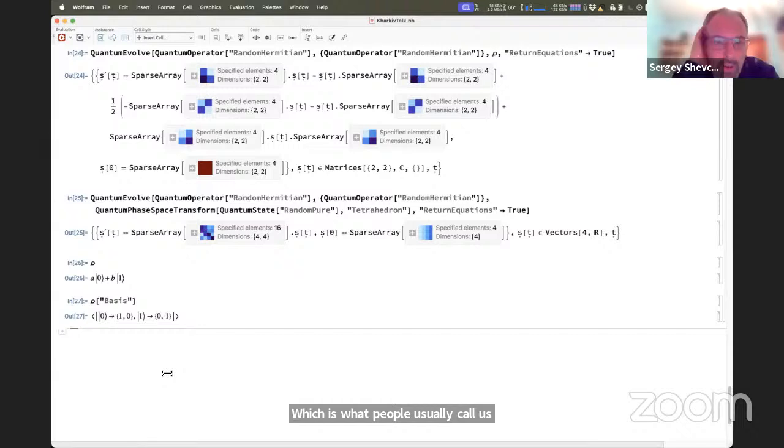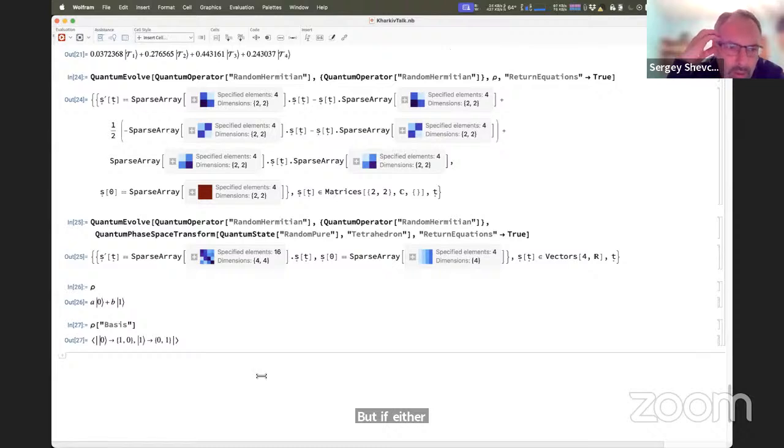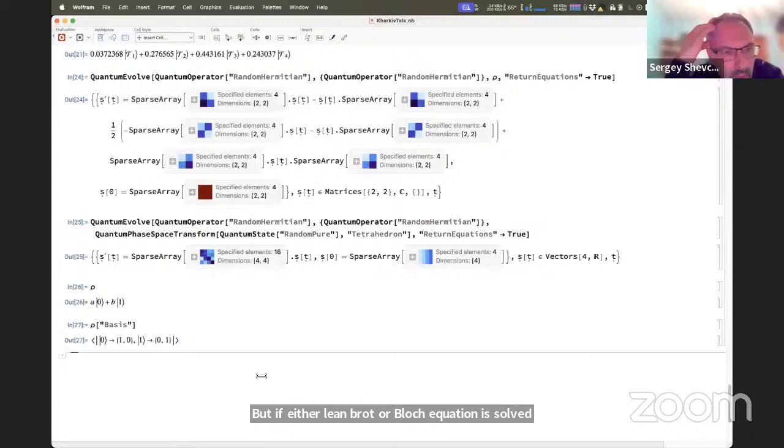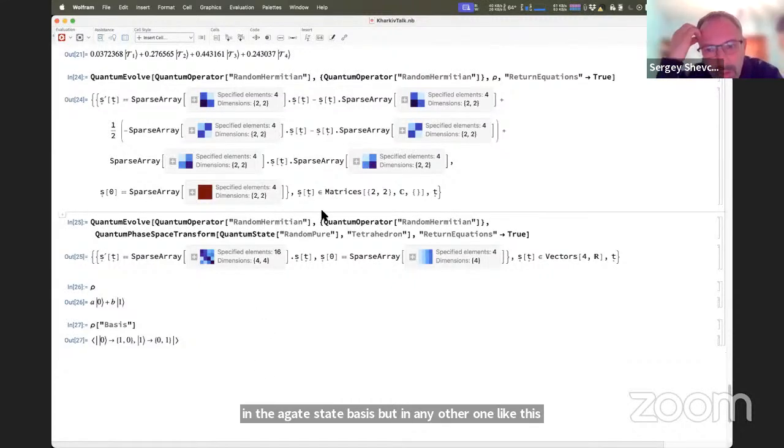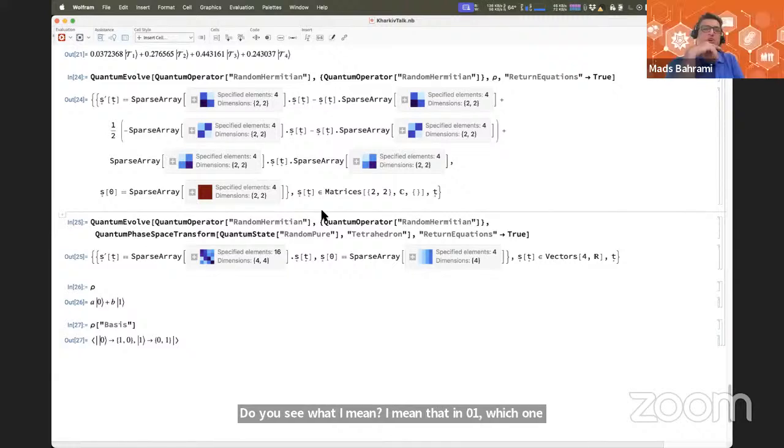But if either the Lindblad or Bloch equation is solved not in the eigenstate basis, but in any other one, like this physical basis, the relaxation may happen from the lower level to the upper one. Do you see what I mean? I mean that in 0, 1, which one is lower? Keep that in mind.